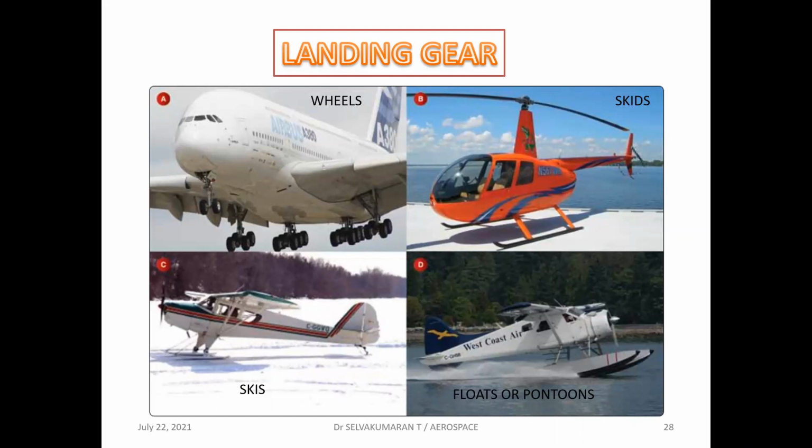Landing gear. So the picture shows the landing gear, different types of landing gear. If you look at the picture at the top left, wheels landing on land, and if you take figure C, landing on ice, and figure B, helicopter landing skids, and figure D shows landing on water, that is an amphibious type of aircraft landing on water.